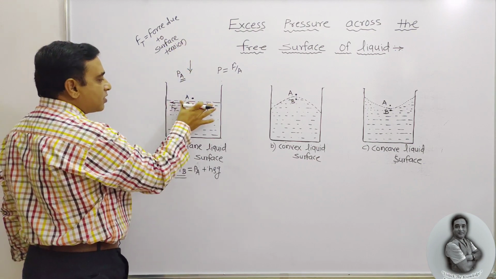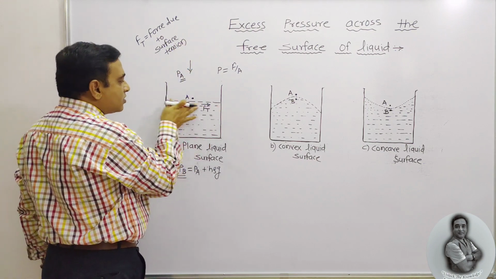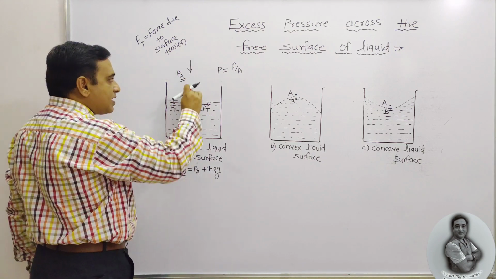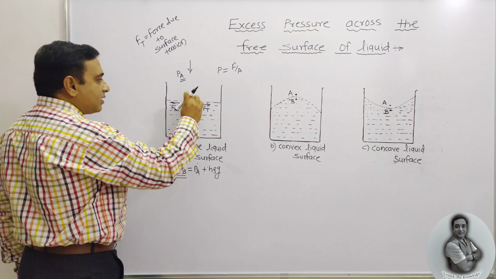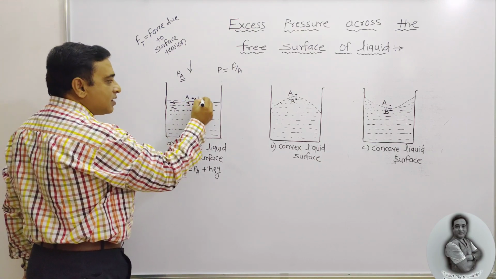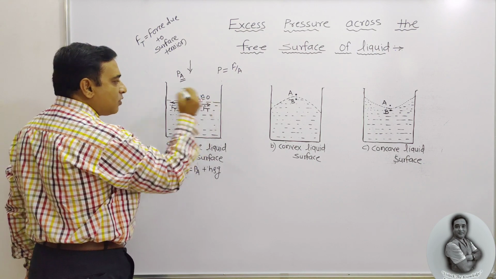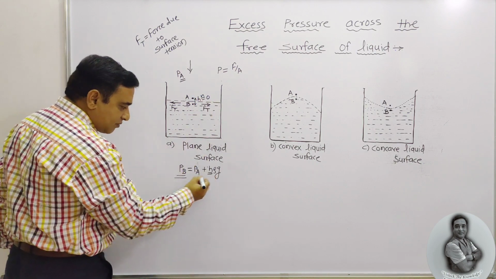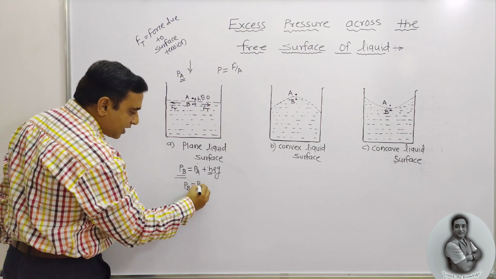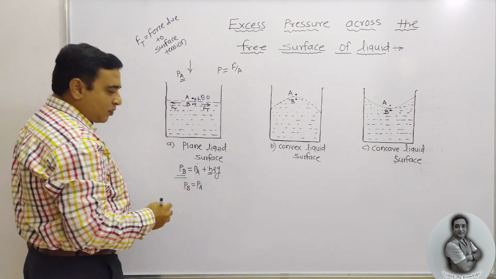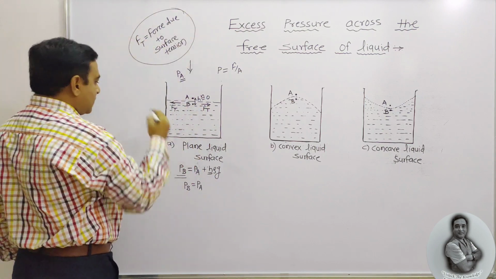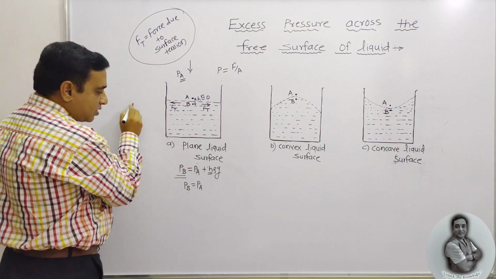So the resultant counterbalancing force is along the surface, which balances the atmospheric pressure, and the distance between these two points is very, very small, nearly equal to 0. So this h is equal to 0. So the pressure at the B side is equal to the pressure at the A side. This is nothing but the atmospheric pressure. This is Ft.